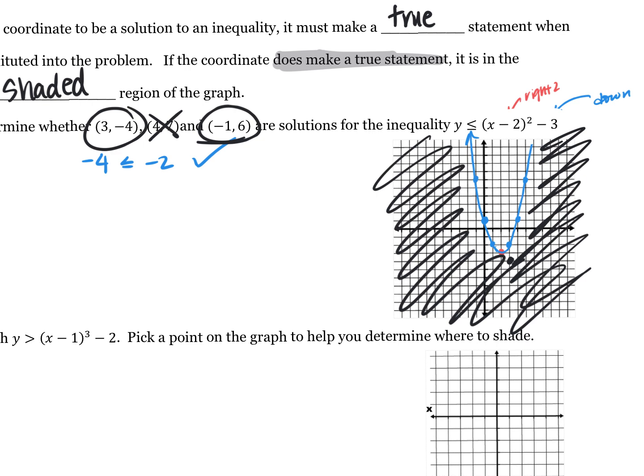And you might think, what if I didn't want to do it on the graph? You could have just plugged it into my function. Is 6 less than or equal to (-1 minus 2) squared minus 3? Ready? Some mental math. -1 minus 2 is -3, square it. 9 minus 3 is 6, less than or equal to 6. Yeah, so that's how we know it works. What if that was just a less than sign? No, because then it would be dashed and we couldn't be on the line. Cool?